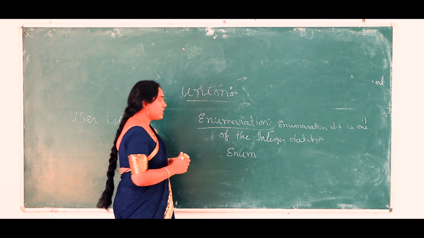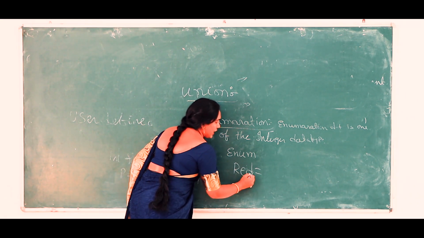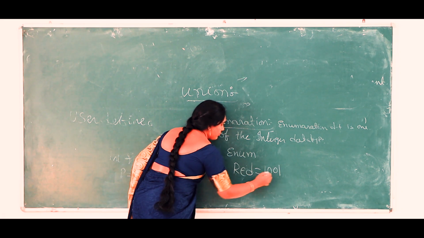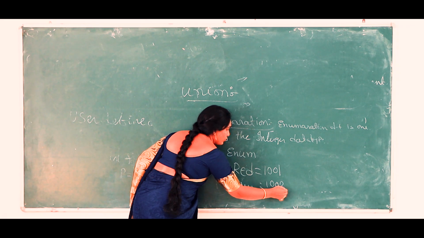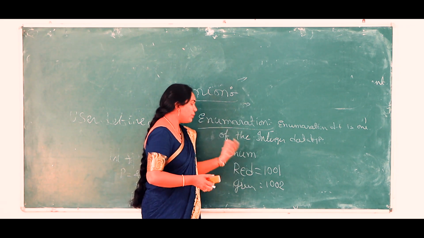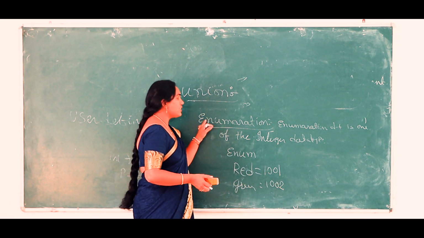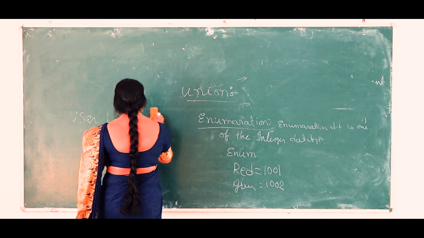Here, for example, I allocated a value for red, that is 1001, and I allocated a value for the green color, that is 1002. To display this red color and green color in the numeric format, we are using the enumeration data type. Okay, the next concept is the typedef.